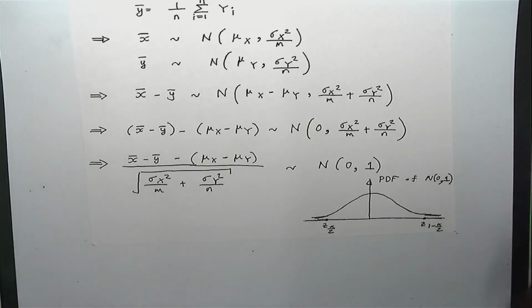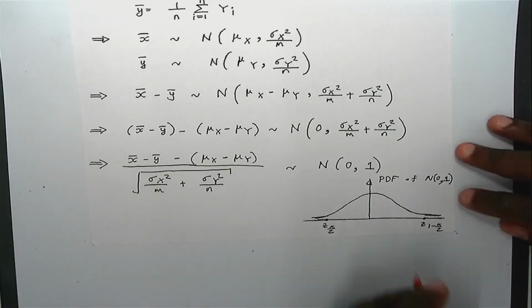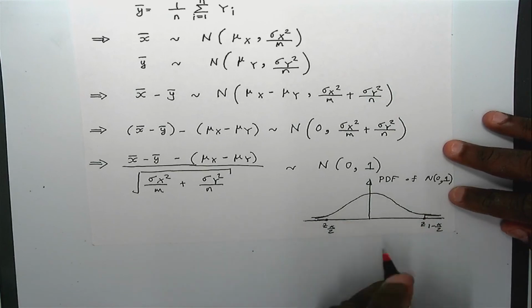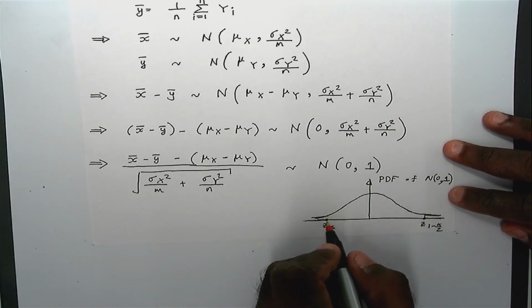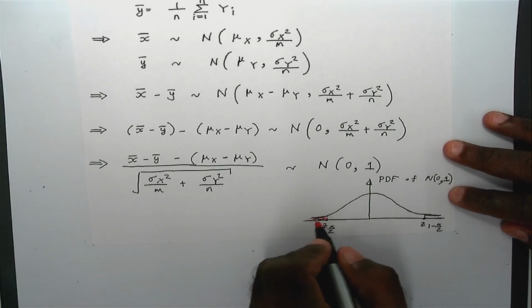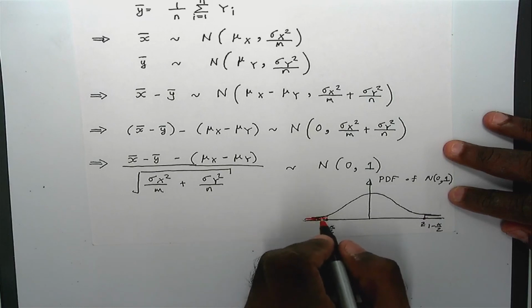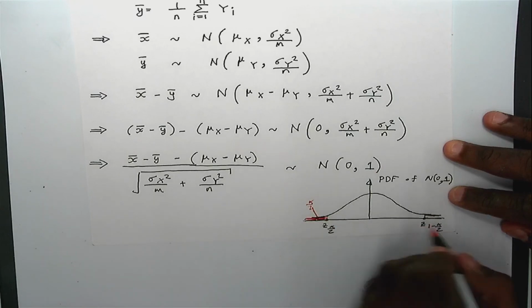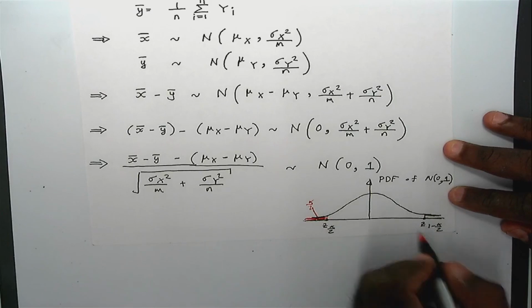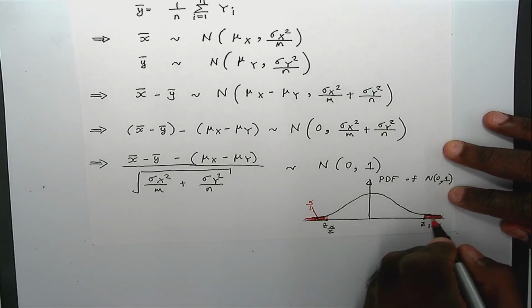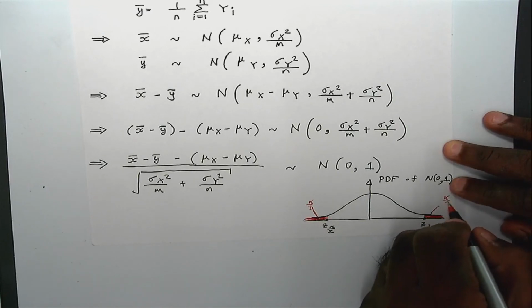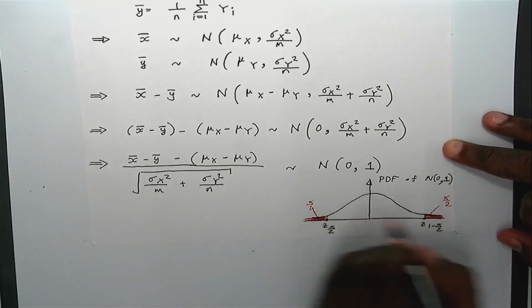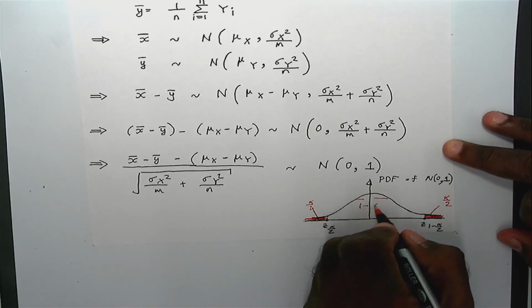I hope you remember the definition of a percentile. So what this means is that the area to the left of this point is 1 minus alpha by 2, and to the left of this point you have an area of alpha by 2. So this area is alpha by 2, and because the area to the left of this is 1 minus alpha by 2, the area to the right must be alpha by 2. Okay, so the area between the two points must be 1 minus alpha.